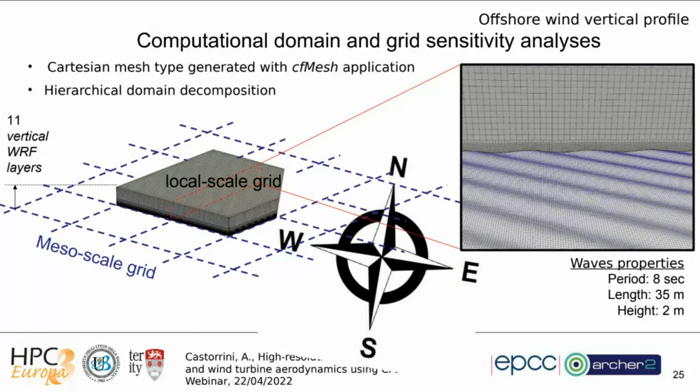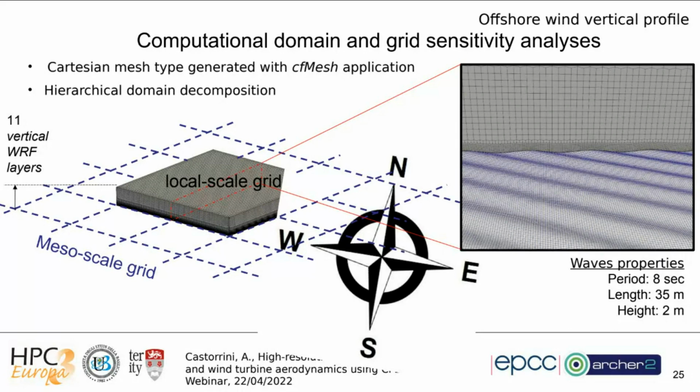imposing a motion of the ground surface with a sine wave of period 8 seconds, wavelength 35 meters, and the height of the wave is 2 meters. These features of the waves have been obtained from data about the waves on that site that we selected for the test. And the wave is a simple sine wave oriented in the same direction of the wind.